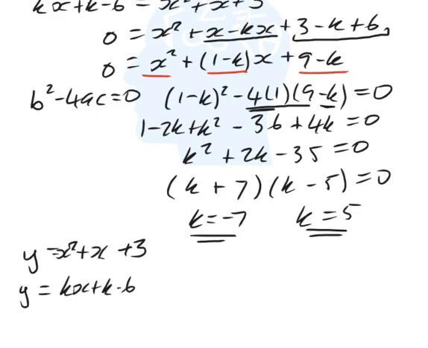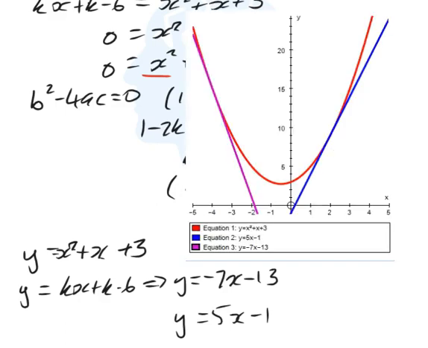So if we had k equals minus 7, that would give us y equals minus 7x minus 13. And if k was 5, that would give us y equals 5x minus 1. Now, if we were to draw these things on a graph, it would look like this. In the question, there's nothing that required us to put the value of k back in to get the actual equations of the lines or to plot them at all.